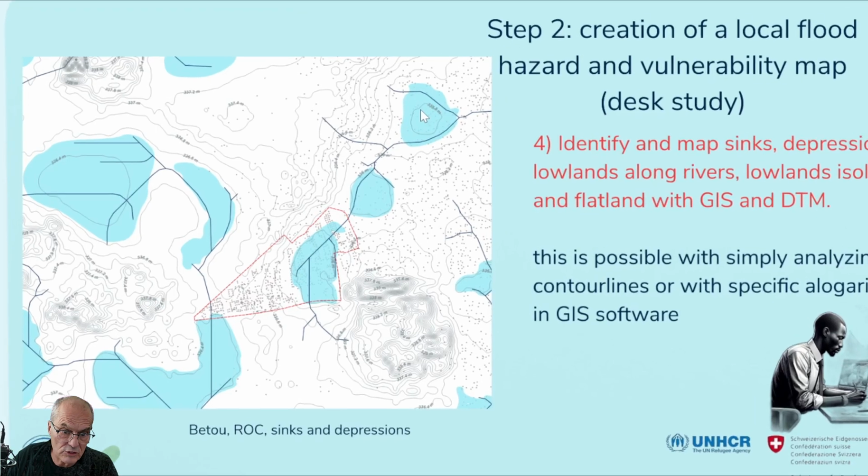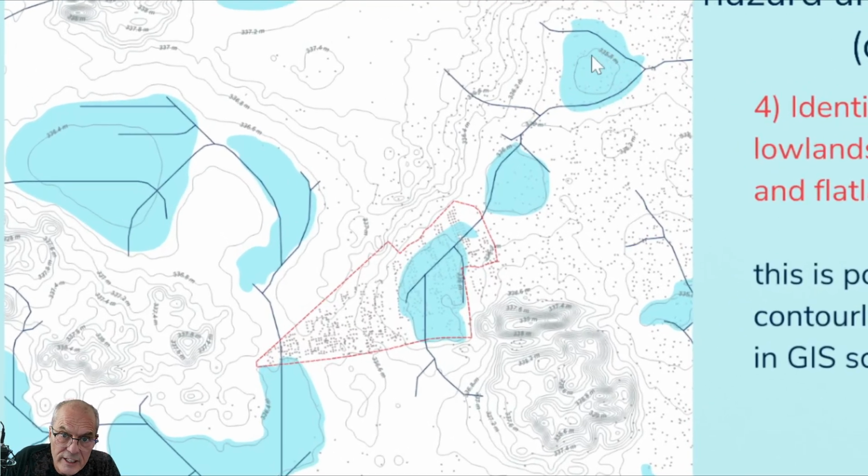If you look at this map, you see here we have polygons. Those polygons, they can be either hills or depressions. If there are hills, of course, the elevation increases. If there are depressions, the elevation decreases. And you can identify, okay, this is a sink, it means water goes down here and goes up here. So it means when it rains, most probably this area is going to be flooded.